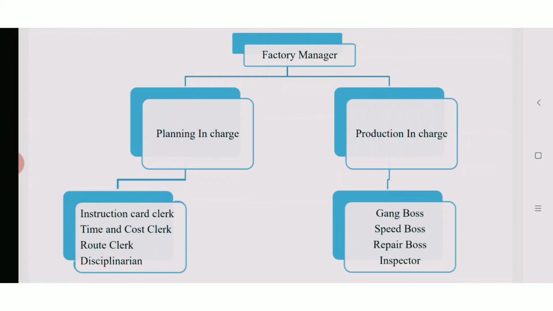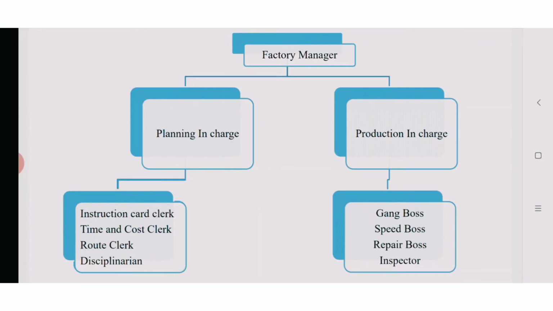Next one is the route clerk. The route clerk will specify the path for the production, or he is held responsible for determining the various stages in the production process. Next is the disciplinarian. As it is clear from the name only, this person will be held responsible to maintain discipline in a factory. Now move to the other side of the diagram, that is the production division.